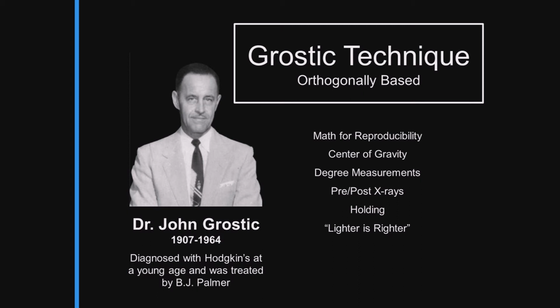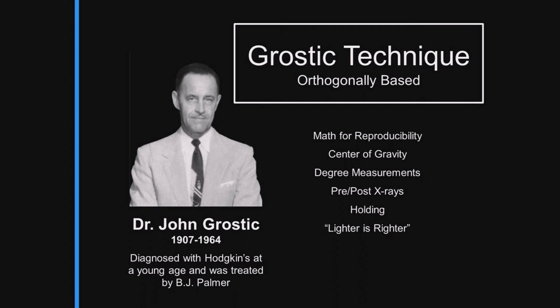So he went into a mindset of standardizing a more specific analysis of that area and basically refining B.J. Palmer's work to make it more duplicatable. He came up with the measurements of mathematics on the x-rays, looking for degree-specific measurements, the center of gravity of the skull over the neck, looking at pre-post x-rays, talking about holding the adjustment, and talking about lightening up the adjustment for a better control to the correction, using the term lighter is righter.